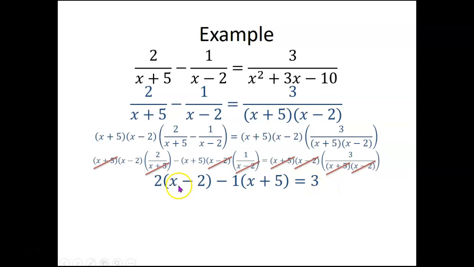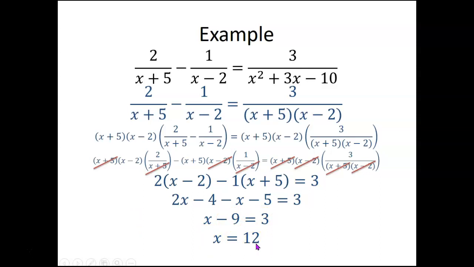We can solve that. Distribute out the parentheses. 2x minus 4 minus 1x, or just minus x, minus 5 equals 3. Combine like terms. From 2x minus x, we get x. From minus 4 minus 5, we get minus 9. So x minus 9 equals 3. Add 9 to both sides, so x equals 12.